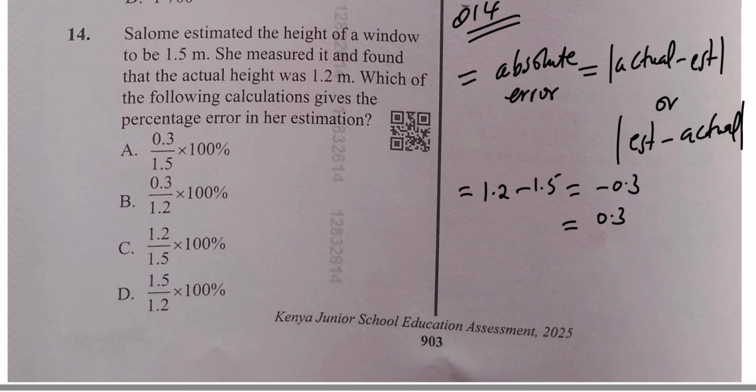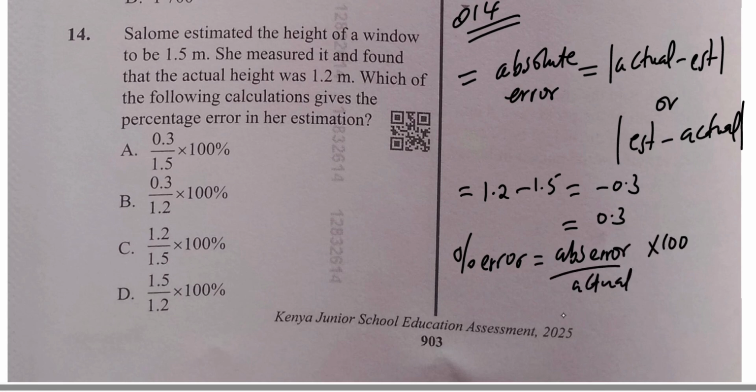Now once we get that error, percentage error is equal to your absolute error divided by actual, multiplied by 100. So your absolute error is 0.3 divided by actual, and our actual is 1.2, multiplied by 100. So that's the calculation that's needed. We're not asked to find the answer, only the calculation part. So the answer is this one.